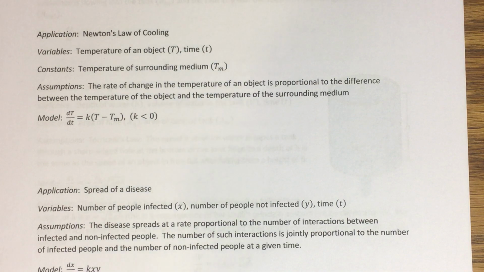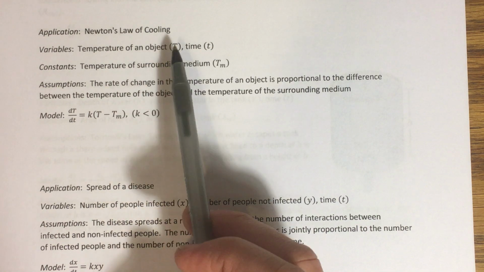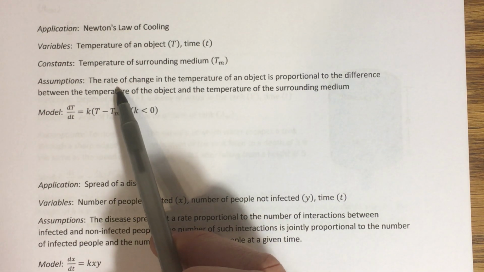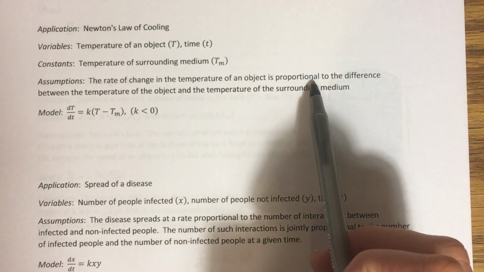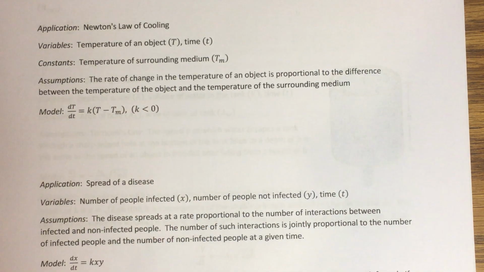What assumptions are we making here? Well, we're looking for a differential equation, so we want a rate of change. And in this case, it would be the rate of change in our temperature over that time t. The assumption is that the rate of change in temperature of an object is proportional to the difference between the temperature of the object and the temperature of the surrounding medium.